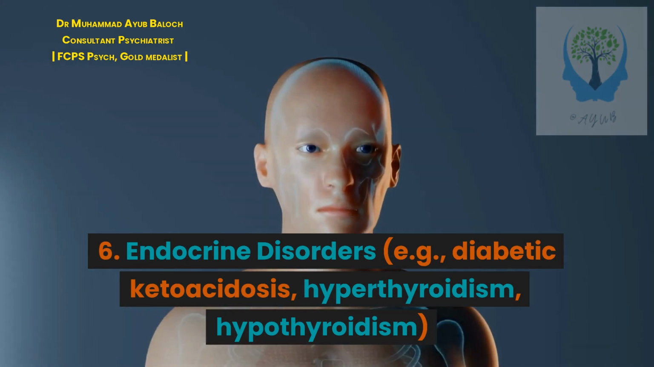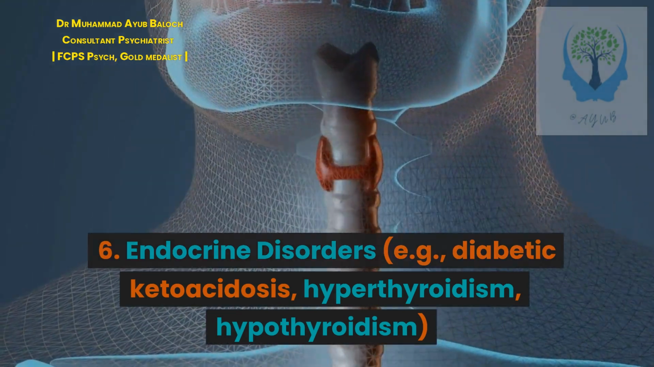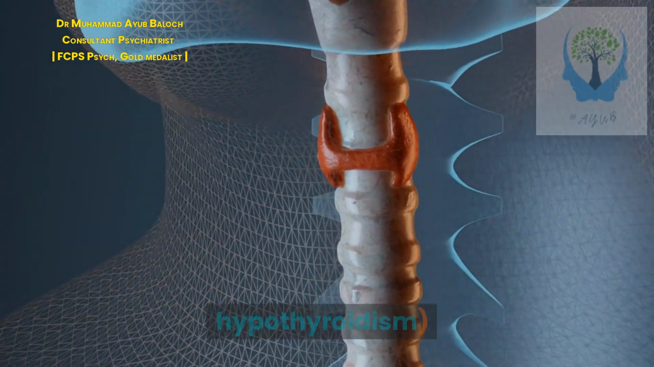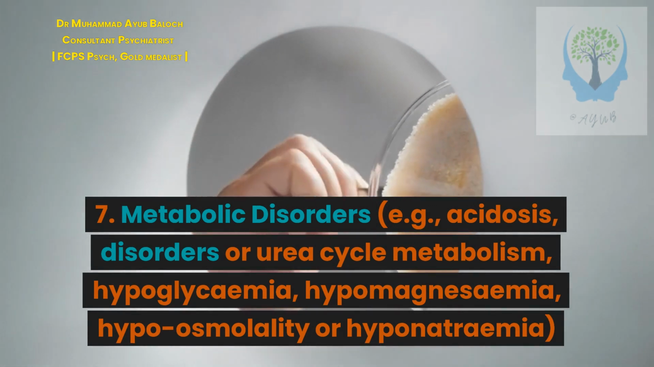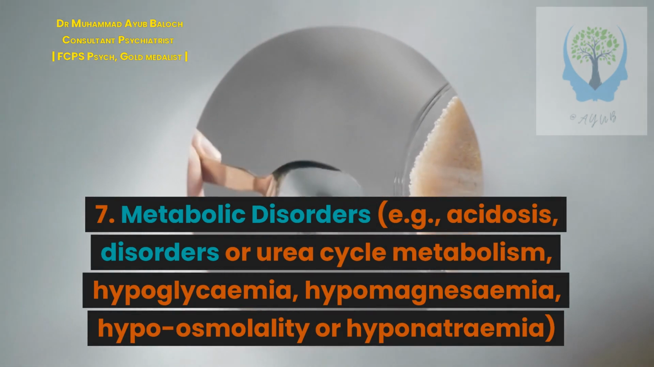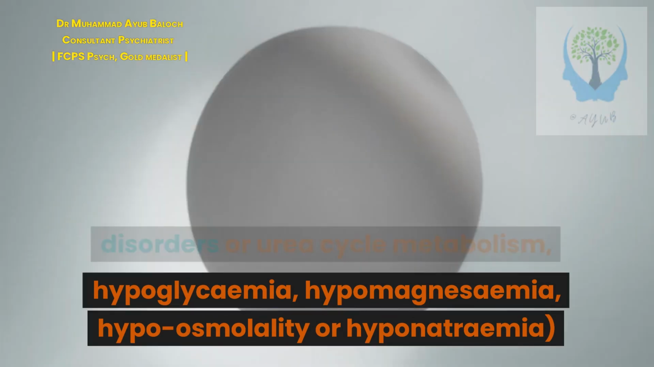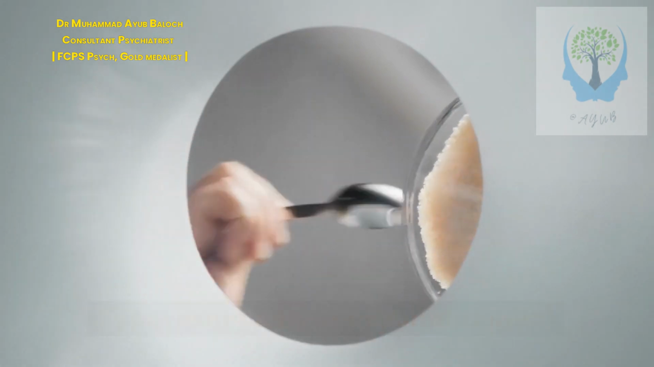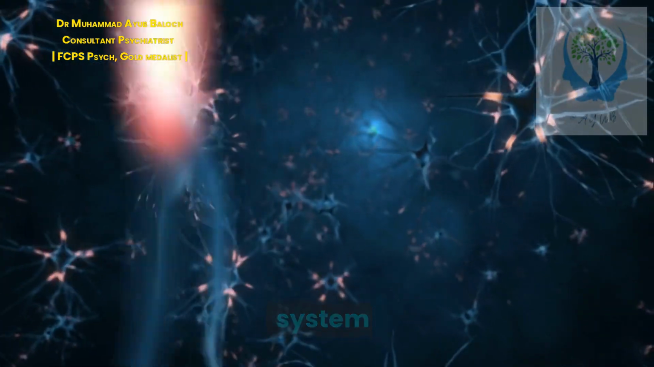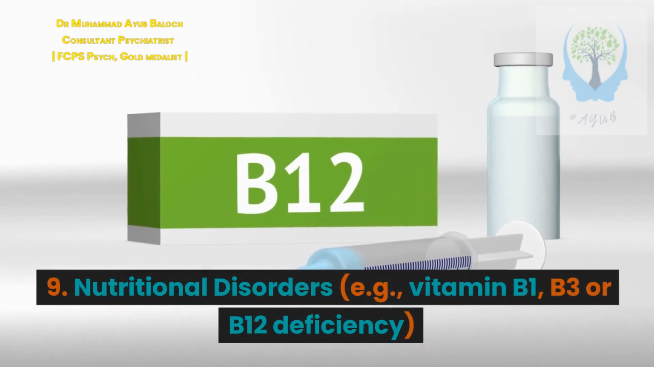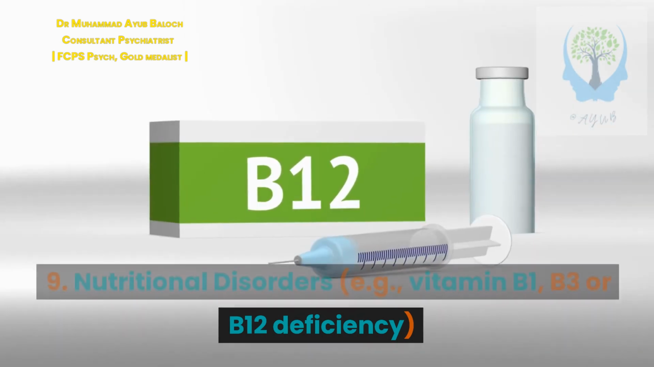6. Endocrine disorders, for example, diabetic ketoacidosis, hypothyroidism. 7. Metabolic disorders, for example, acidosis, disorders of urea cycle metabolism, hypoglycemia, hypomagnesemia, hypoosmolality or hyponatremia. 8. Neoplasms of the brain or central nervous system. 9. Nutritional disorders, for example, vitamin B1, B3 or B12 deficiency.